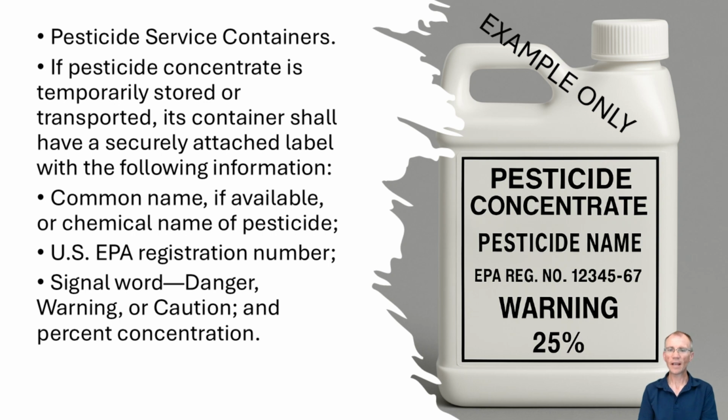Pesticide service containers. If pesticide concentrate is temporarily stored or transported, its containers shall have a securely attached label with the following information: common name, if available, or chemical name of pesticide, U.S. EPA registration number, signal word, either danger, warning, or caution, and percent of concentration. You can see on the right side of the screen what that should look like.